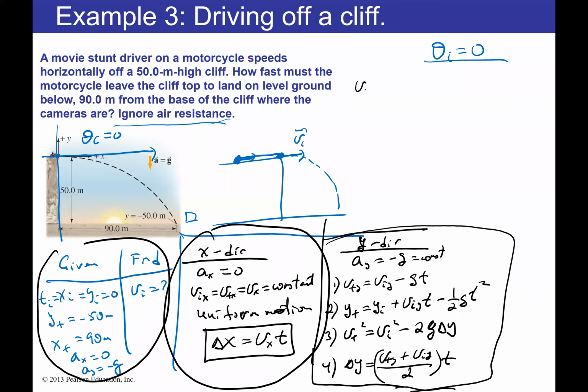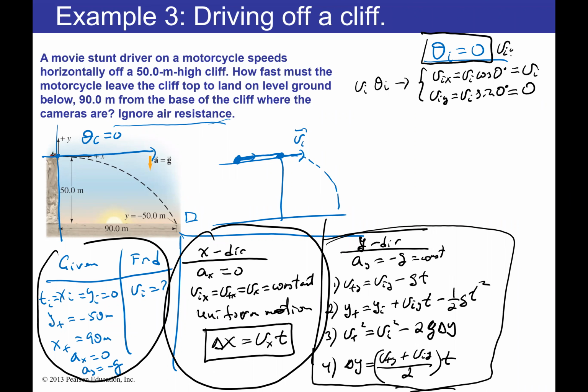Remember, you take v initial and theta initial and use them to find two things. V initial in the x direction, which is v initial cosine of theta, in this case 0 degrees. And then v initial in the y direction, which is v initial times sine of the angle, in this case 0 degrees. Cosine of 0 gives you 1. That means v initial in the x is equal to v initial. Sine of 0 gives you 0. That means this whole thing is 0, which means there is no initial velocity in the y direction for this problem. And this will be true when you have a zero launch angle problem: your initial velocity in the y direction is always going to be 0.